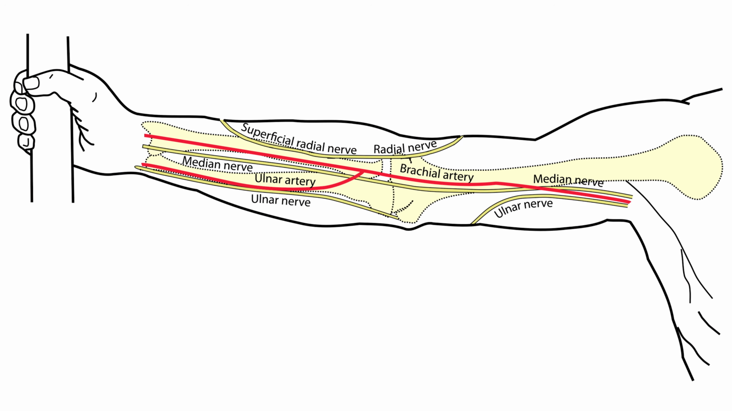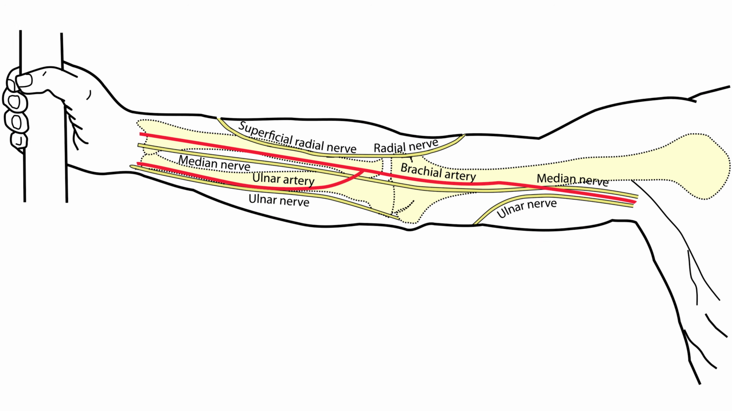But the median nerve that goes through the carpal tunnel actually has a long journey before it gets to the wrist, and it starts all the way up in the neck. So let's go ahead, jump over to the cadaver and check it out.